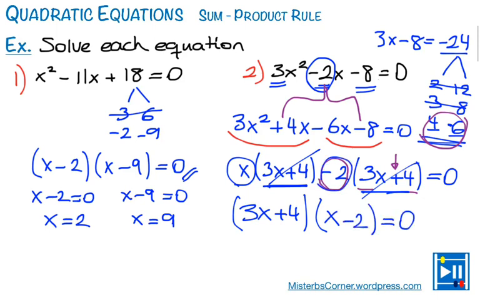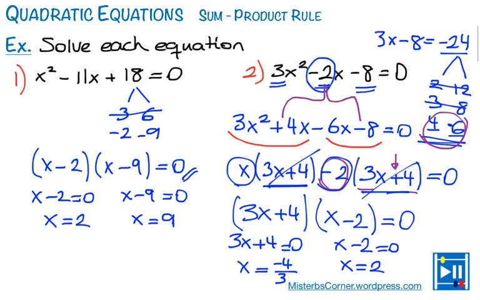Then I'm going to solve these. 3x plus 4 equals 0, or x minus 2 is 0. From here I can end up saying this is x equals minus 4 over 3 if you solve it. Let's write a proper 3. And x equals 2, right? So these are the answers for this equation. All right.